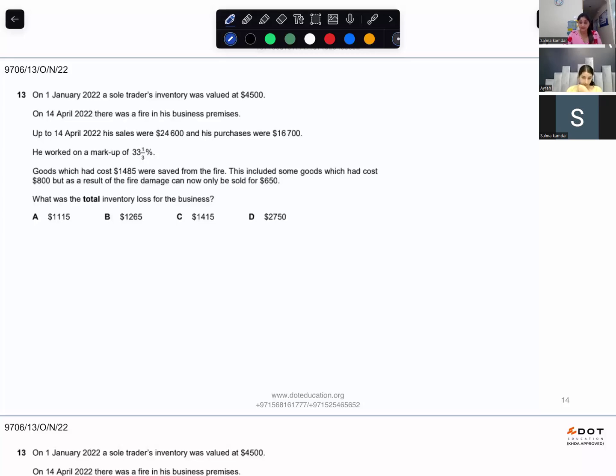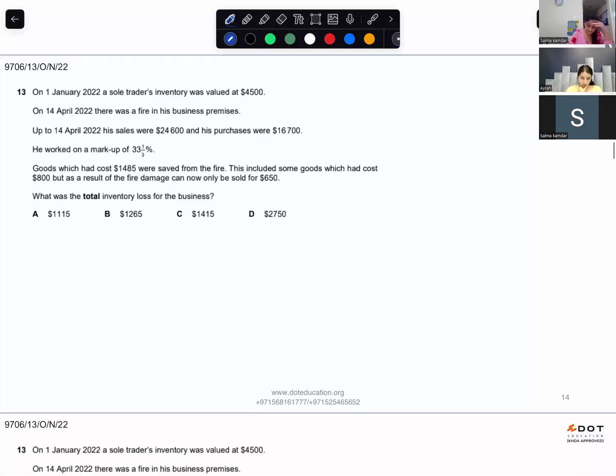Let's do the next question. First, always you should read the main question. When you are reading the main question, you exactly know what information to grasp. What was the total inventory loss for the business? Now read the question, please.